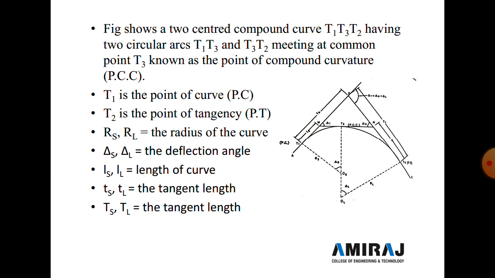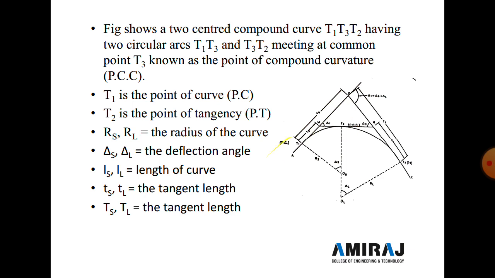So here the figure shows a two-centered compound curve T1, T2 and T3, having two circular arcs, T1–T3 and T2–T3, meeting at a common point T3. This is known as a compound curvature. So T1–T3 and T3–T2 meet at the common point T3, which is the point of compound curvature.